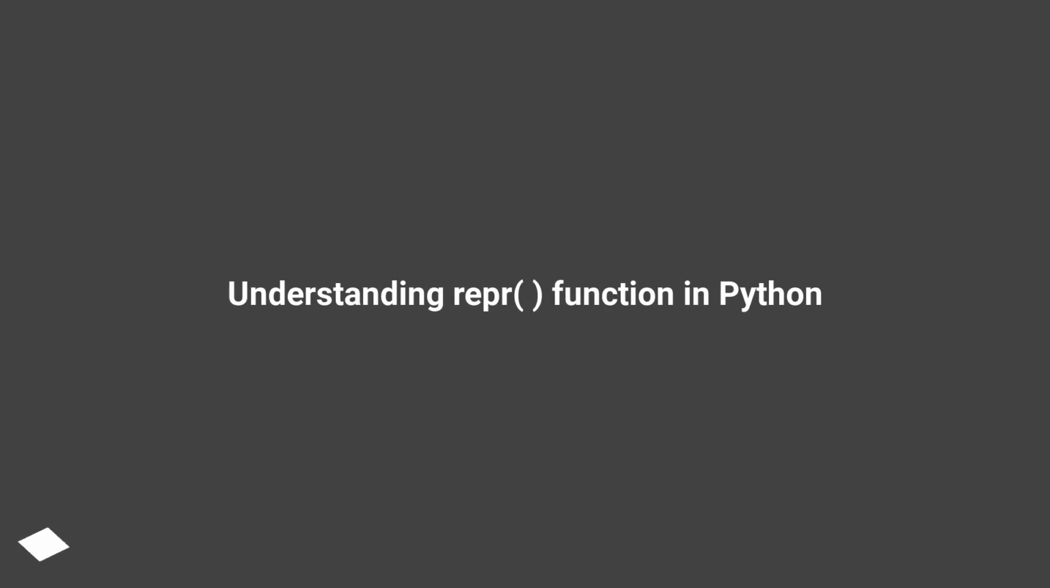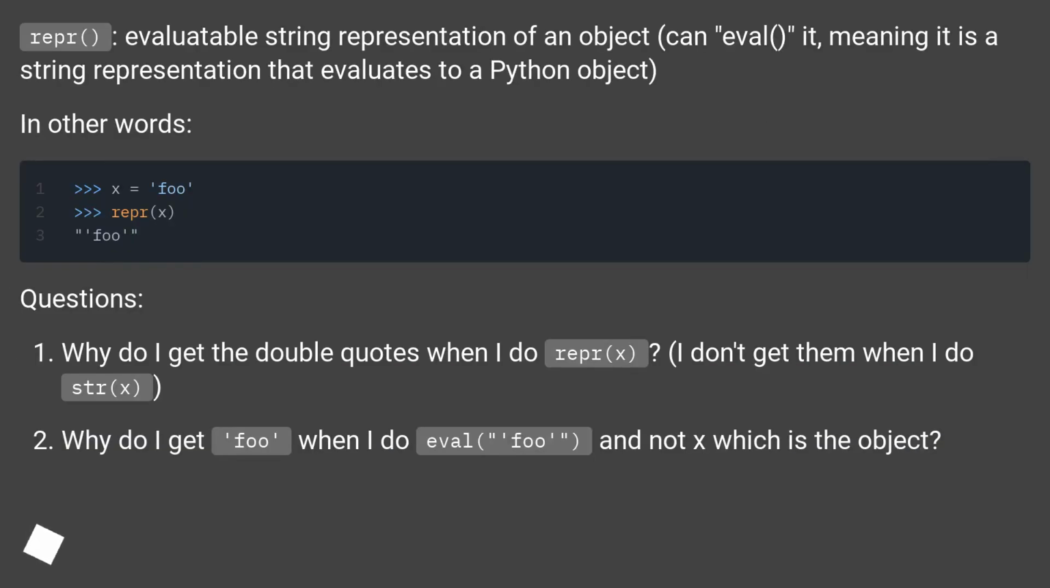Understanding the repr function in Python. Repr gives an evaluatable string representation of an object; you can eval it, meaning it is a string representation that evaluates to a Python object. In other words, questions: Why do I get the double quotes when I do repr x?